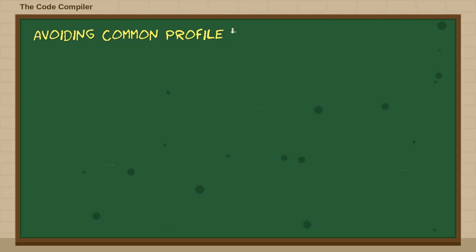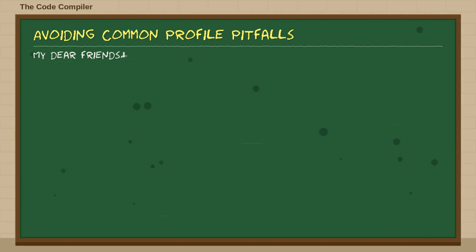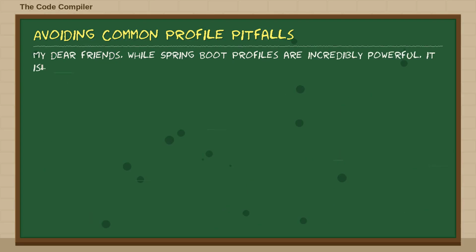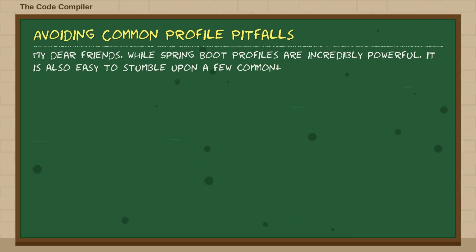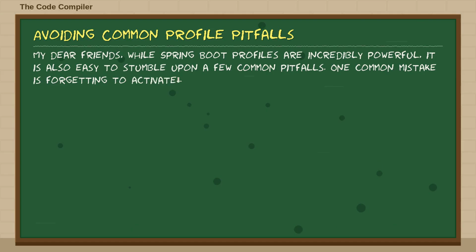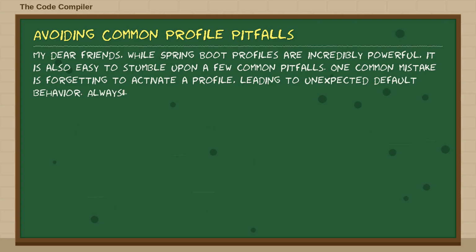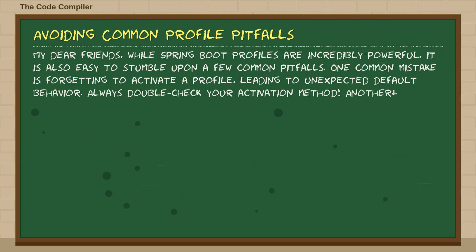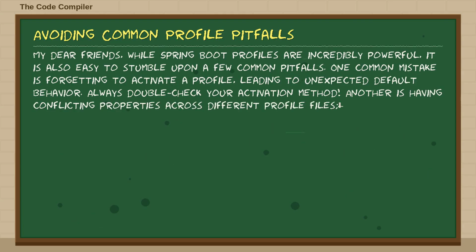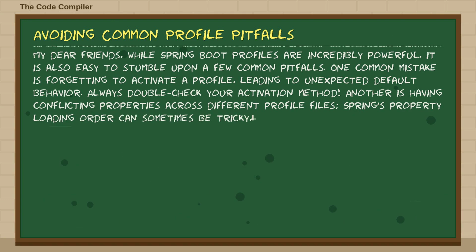My dear friends, while Spring Boot profiles are incredibly powerful, it is also easy to stumble upon a few common pitfalls. One common mistake is forgetting to activate a profile, leading to unexpected default behavior. Always double-check your activation method. Another is having conflicting properties across different profile files. Spring's property loading order can sometimes be tricky, so be mindful of overrides.